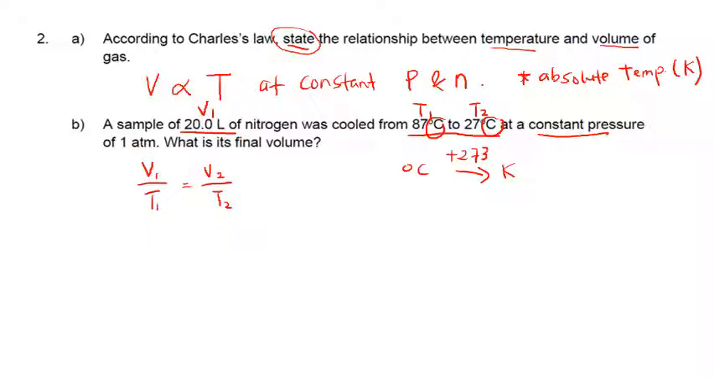273. So volume V1 is 20, T1 is 87 plus 273. So it will equal 360 Kelvin. Final volume is V2. We have no idea because the question asks us to look for it. Then temperature T2 is 27 plus 273, which will equal 300 Kelvin. Then press the calculator. We will notice that the final answer V2 will be equal to 16.7 liters.